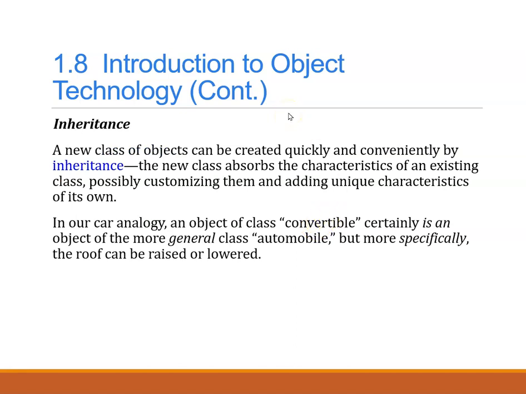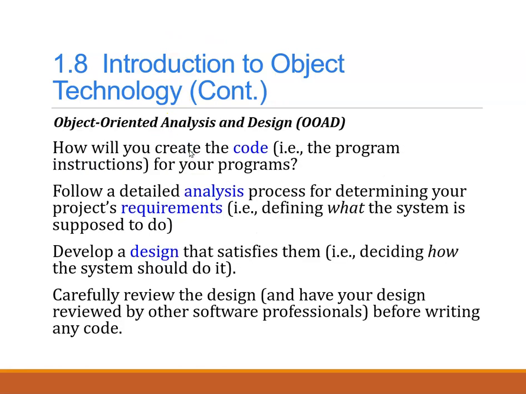Inheritance is the idea that a new class can be created conveniently from the characteristics of an existing class. For example, convertible would be inherited from car. Now, although everybody talks about inheritance in object-oriented programming like it's a big deal, it is often overused and it can be disastrous when you do.